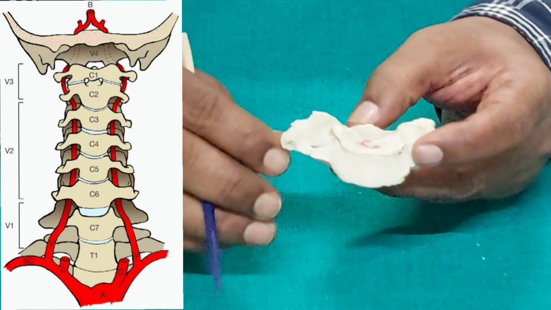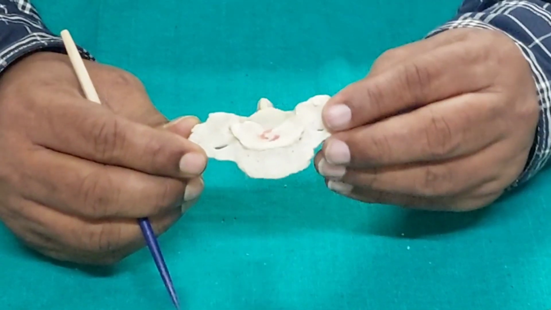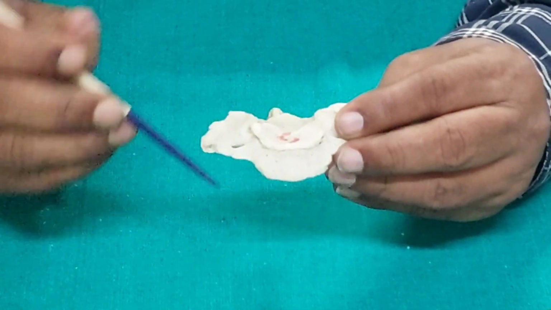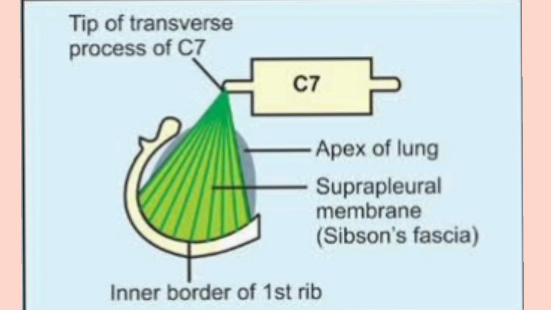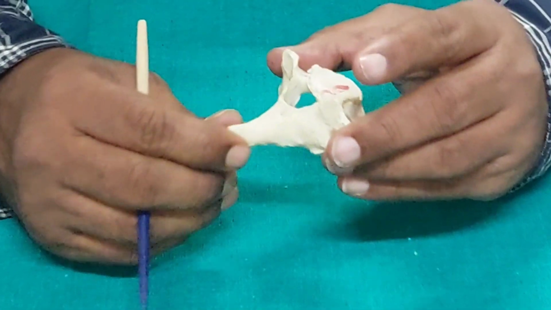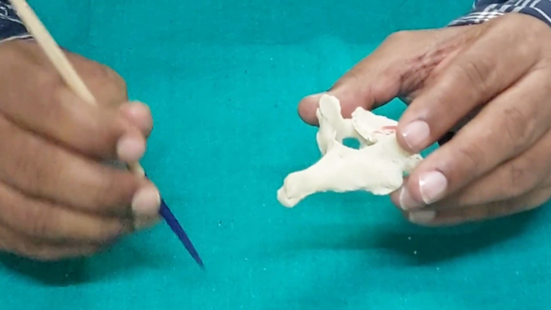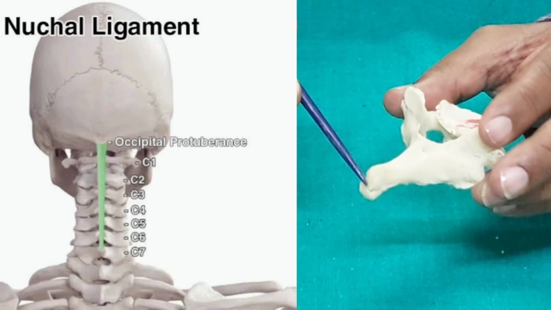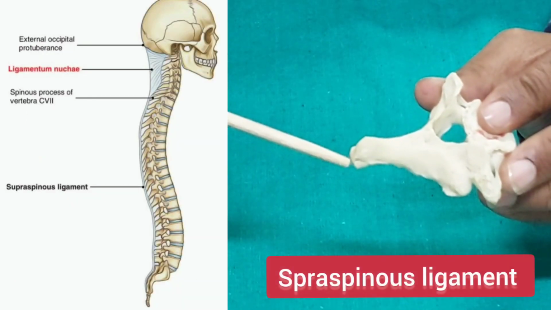Very important point. Which structure is attached to the transverse process? What is the most important structure? The apex of the suprapleural membrane is attached to the anterior border of the transverse process, and the base of the suprapleural membrane is attached to the inner border of the first rib. Then come to the spine. This is the spine, and at the tip of the spine is attached the lowest end of the ligamentum nuchae, and also the beginning of the supraspinous ligament.